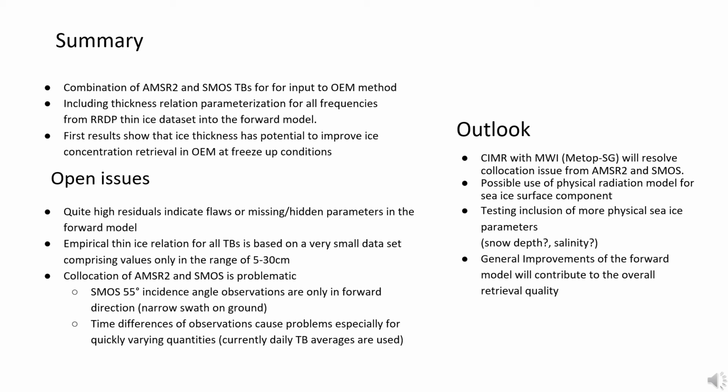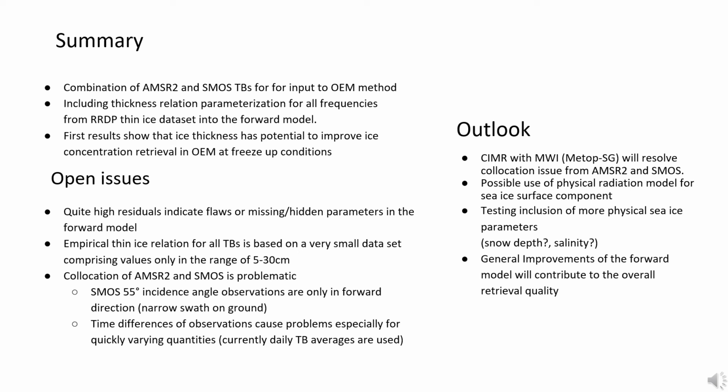For example, the high residuals indicate flaws or hidden or missing parameters in the forward model. The empirical thin ice relation for all brightness temperatures is only based on the round-robin thin ice data package, which only ranges from 5 to 30 centimeters of ice thickness.